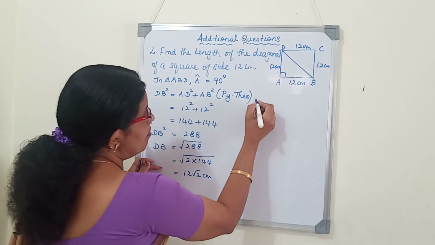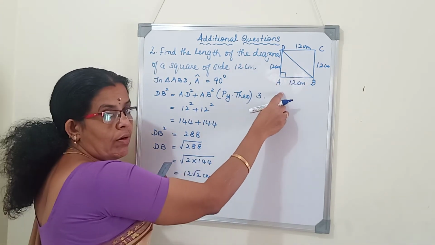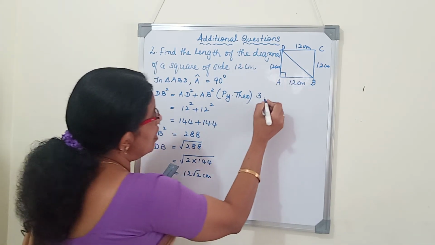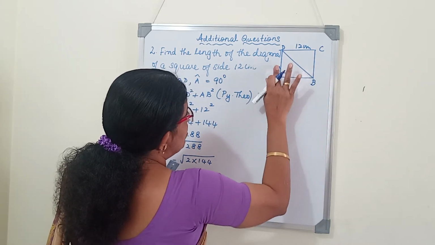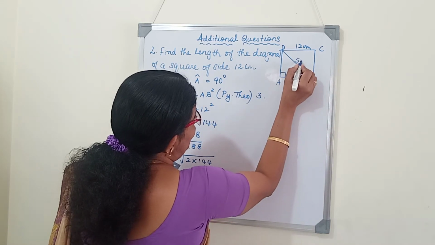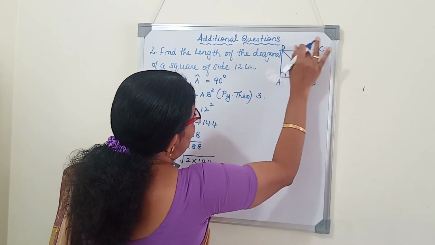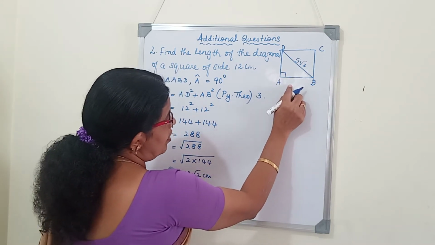Next question we'll see. If the diagonal is given, how to find out the side of a square? So here the question I'll write: if the diagonal of a square is 5 root 2 centimeter, what is the side of the square we will see.